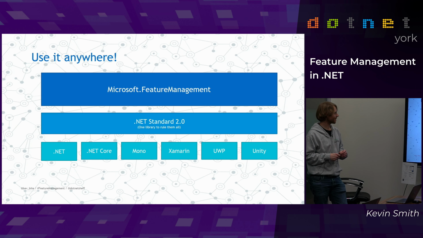Because it's built on top of the .NET configuration stuff, that's all .NET Standard. So that means you can use Microsoft Feature Management on pretty much anything .NET related. You can use it on your full-fat .NET Framework, your .NET Core, Mono, Xamarin, UWP, and then Unity as well. So if you're building a mobile phone app, you can use this library to switch things on and off based on what the user's doing.